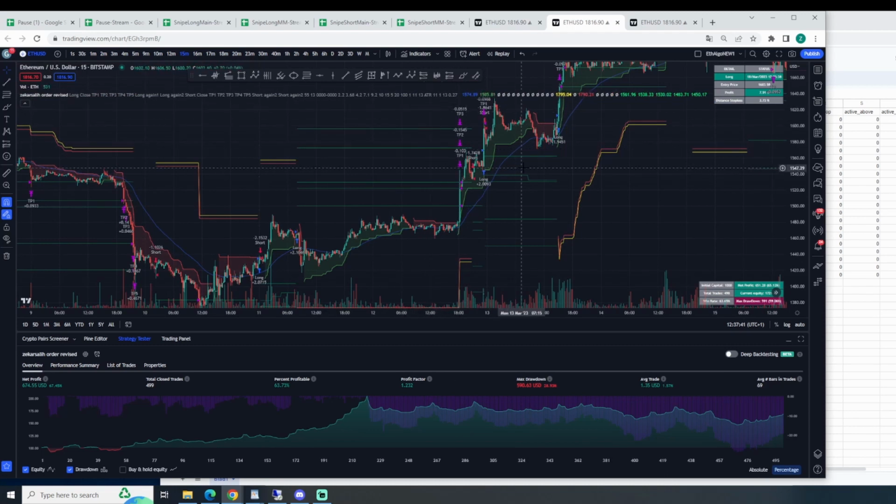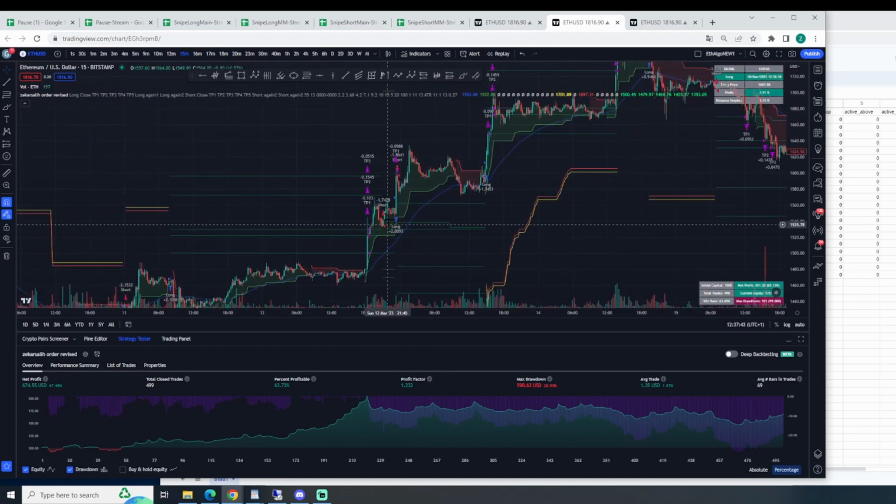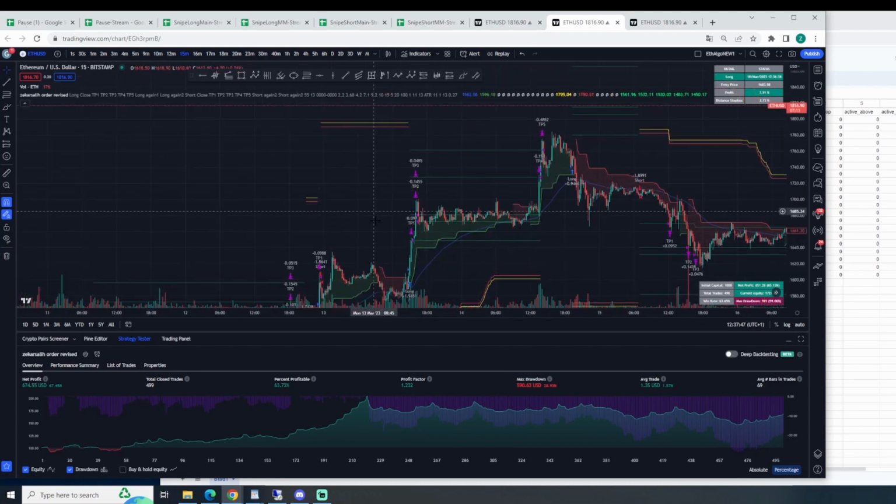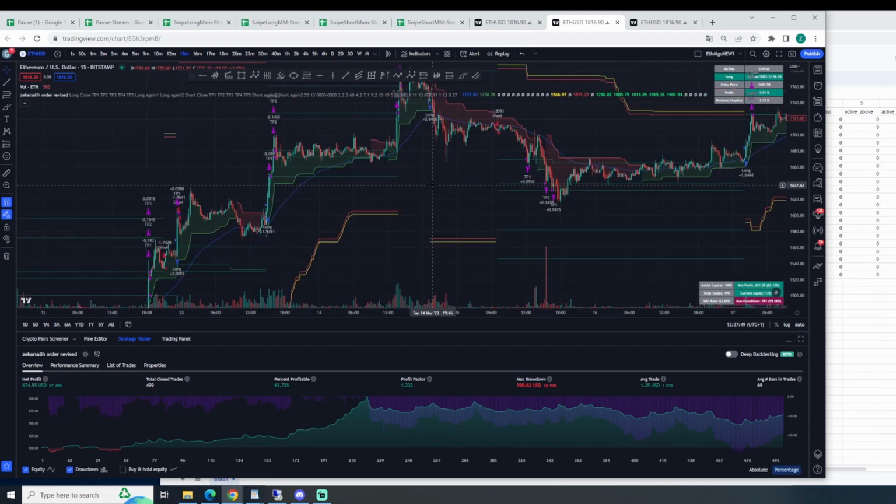We get another 3 take profits, and we get back into a long, back into a short, back into a long, another 3 take profits, right? So it's just following the trend. As soon as it caught the trend, it places the take profit levels and waits for those to be hit, right?